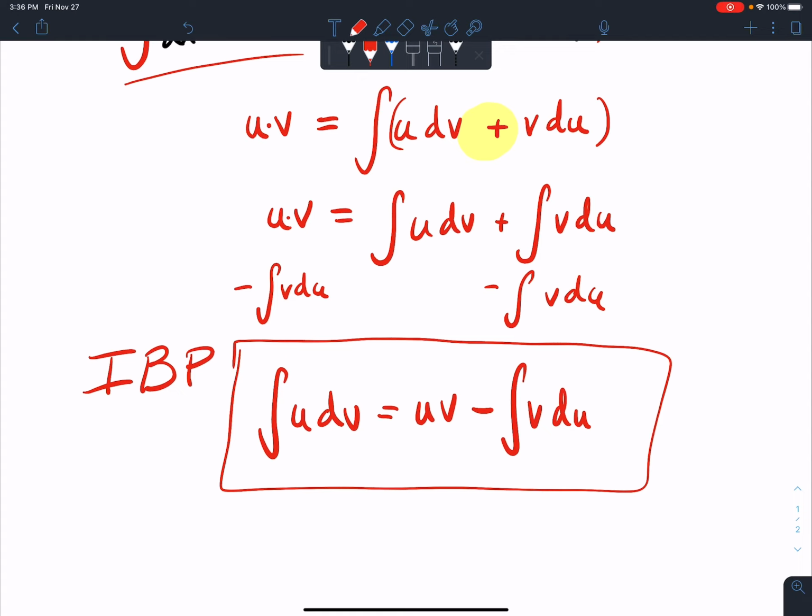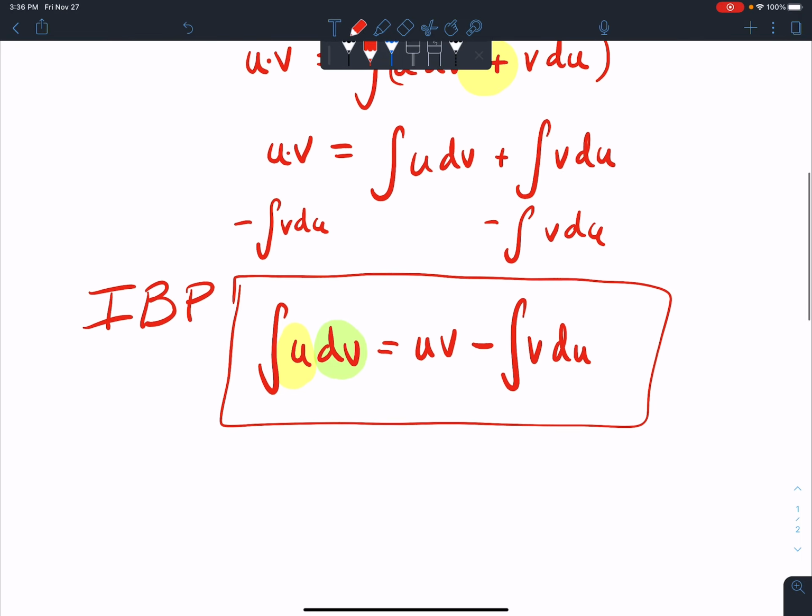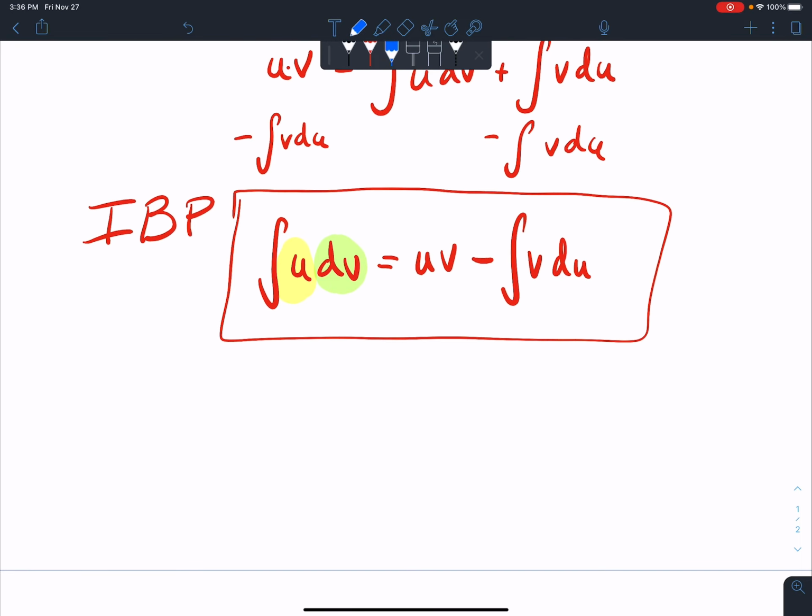Now, you use this method when you see a product of two functions, where one is easy to take the derivative of and the other one is easy to integrate. If you can find those two things, then this is the idea you're using whenever you use integration by parts. So use this method when you see a product.